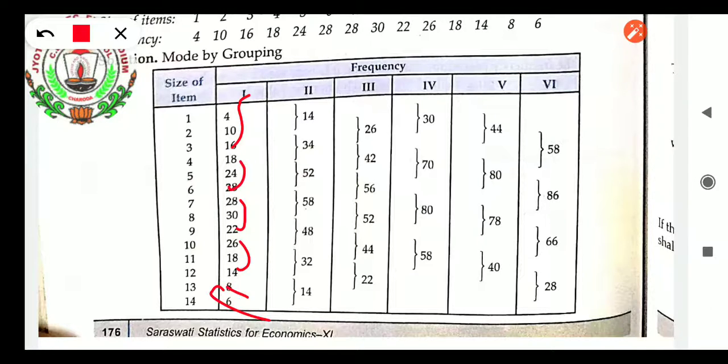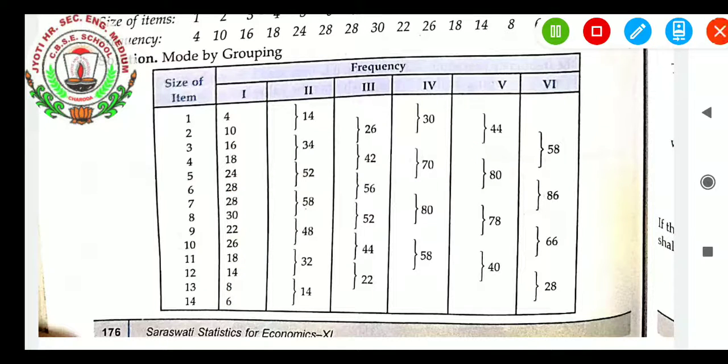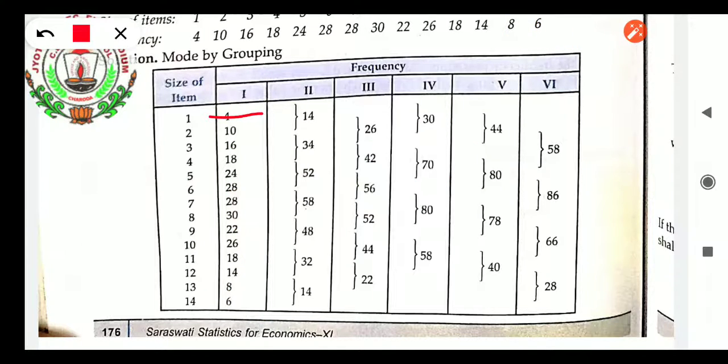The first 3 will be added. 10 plus 4 plus 16, 30. 18 plus 24 plus 20, 70. This way you have to continue. In the fifth column, leaving the first, add up the next 3. 6 will be left out.